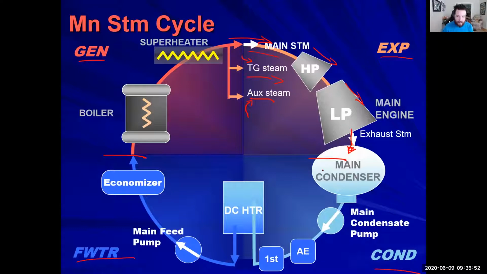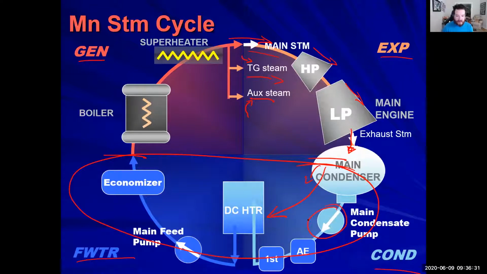From main condenser on, it's all about squeezing that energy out of it. How can we gain any sort of efficiency back? Because if we just dumped it out to sea from our main condenser, we would have very little efficiency. And steam plants are actually very, very efficient once you start adding all of these components into it. So from the main condenser, we go to the main condensate pump.